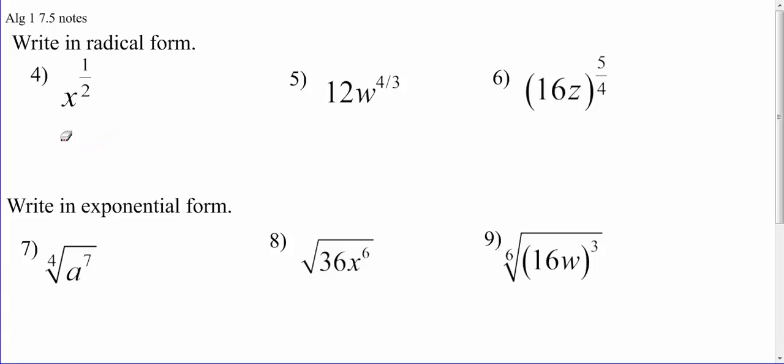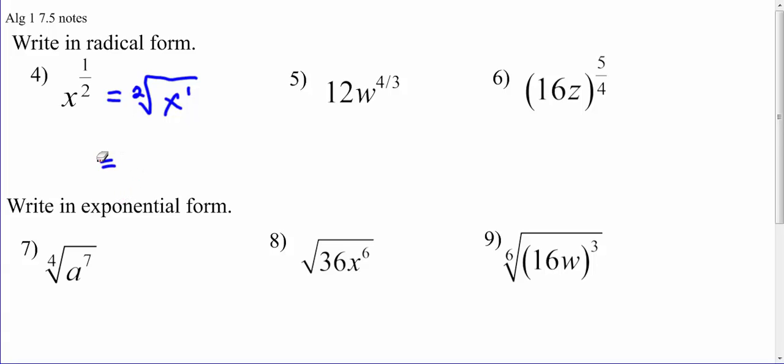We're talking about x to the 1/2 right now. So x to the 1/2. The way we would write that in radical form is like this. It would be x to the numerator power, which is 1, and then the index is the denominator of that fraction, which is 2.